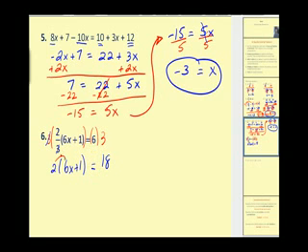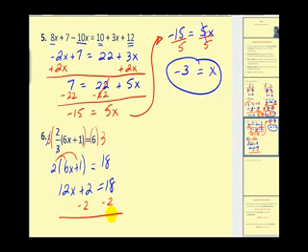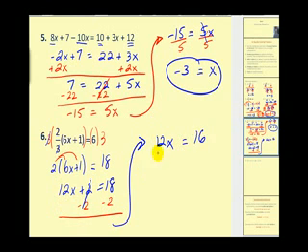Now we'll clear the parentheses. So we have 12x plus 2 equals 18. Again, the next step is we undo the addition or subtraction, so we'll subtract 2 on both sides. And I'll write the result up here. We'd have 12x on the left, that's 0, and we'd have 16 on the right, dividing by 12 on both sides.